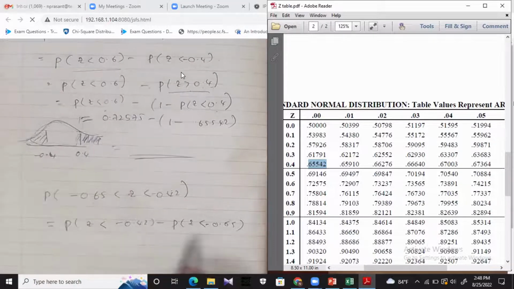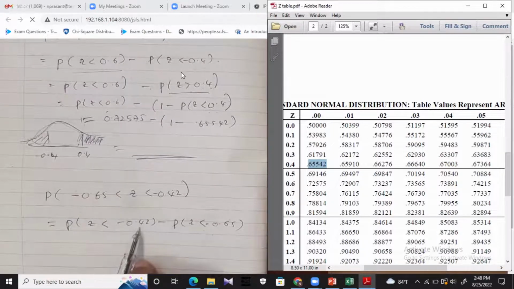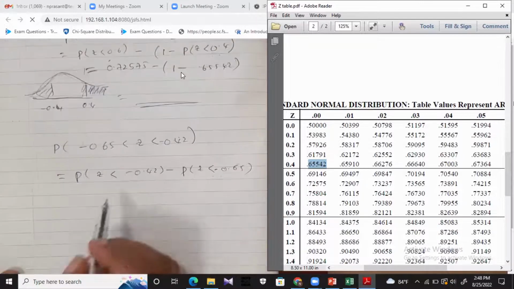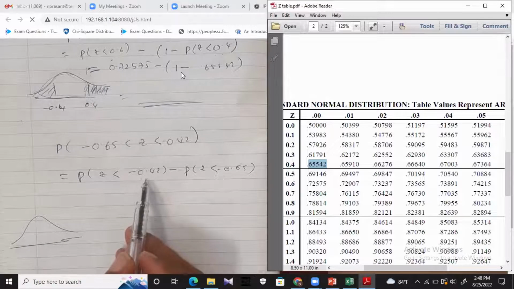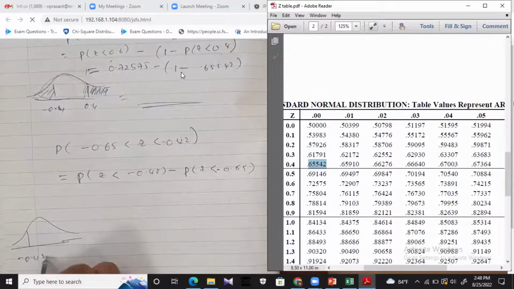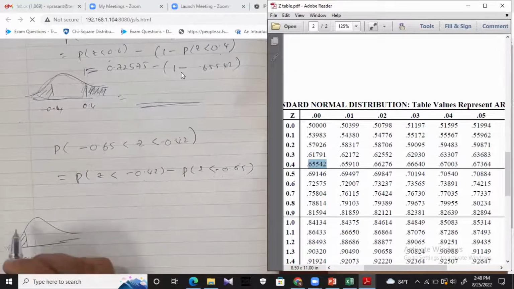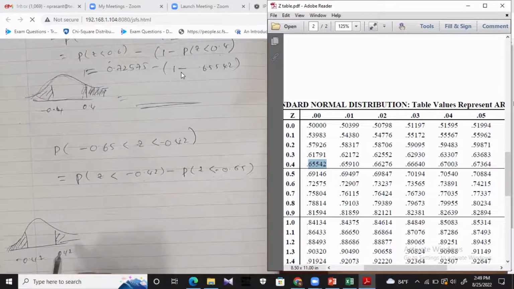Both are negative. That means we have to change both terms. We have to convert these negative values into positive. If you want, you can draw the shape of the distribution. Minus 0.42 is somewhere here. And is it less than? That means this region. That is similar to is it greater than 0.42?